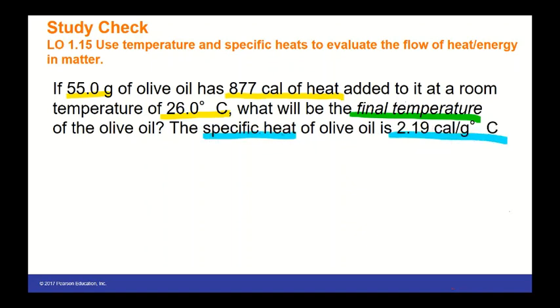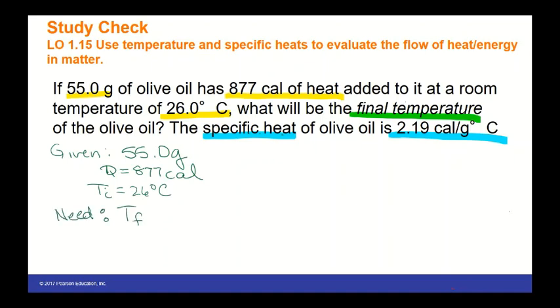We're going to use our specific heat as in our problem because we need to use the heat equation. So we know we're given 55 grams. We know that the energy is 877 calories, which is supplied to the system, so that is a positive value. So our final temperature, should it be greater or less than what we have now? Right, it should be greater, because we're supplying a certain amount of energy. So we know our initial temperature is 26 degrees and we need to find our final temperature.